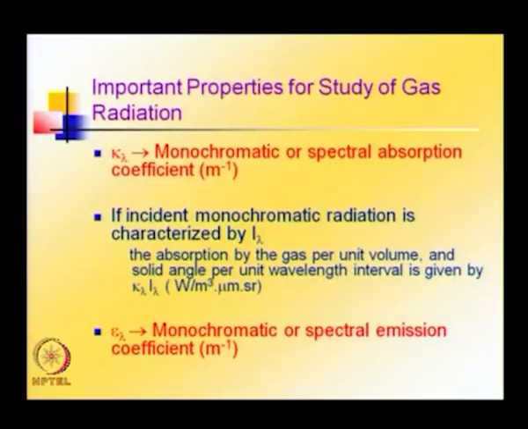Now, what are the important properties for study of gas radiation? Kappa lambda. Kappa lambda is the monochromatic or spectral absorption coefficient. Therefore, if incident monochromatic radiation is given by I lambda, the absorption by the gas per unit volume, per unit solid angle, per unit wavelength interval is given by I lambda kappa lambda.